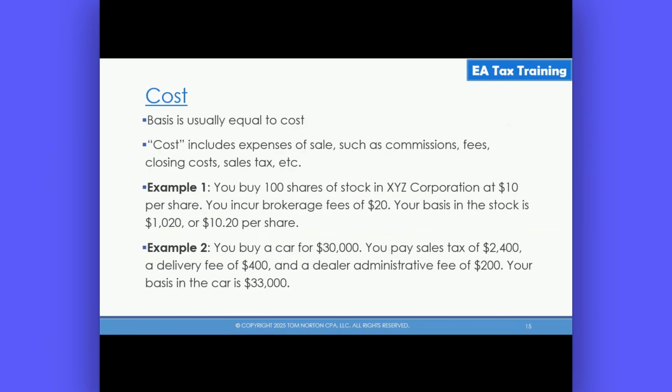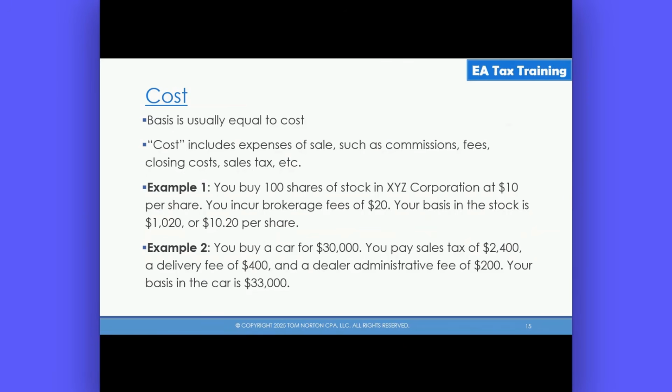When we talk about the cost of an asset, the cost includes not just the stated sales price of the item, it also includes the expenses of the sale, such as commissions, fees, closing costs, sales tax. Anything that is part of purchasing that asset, any extra costs that you pay, are included in the basis.